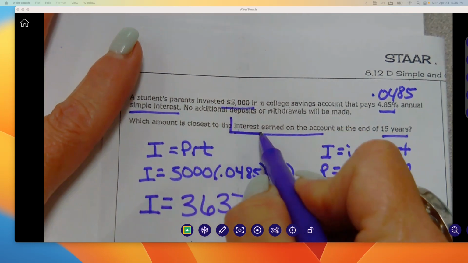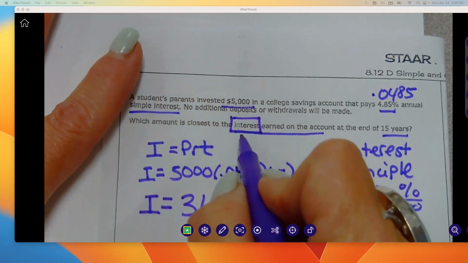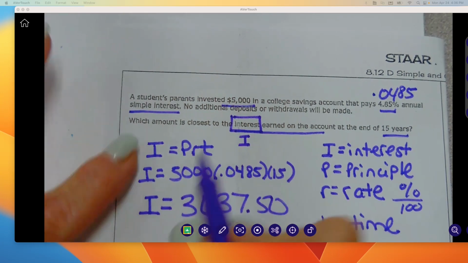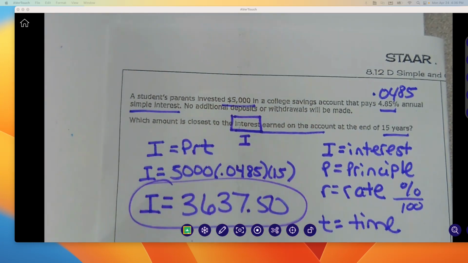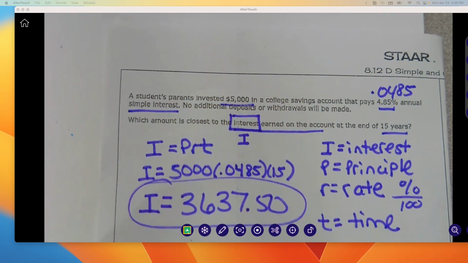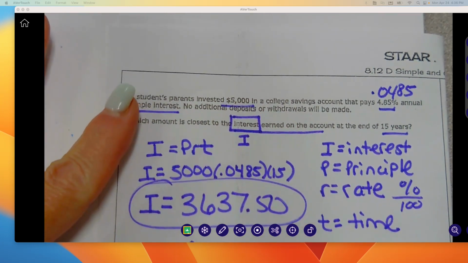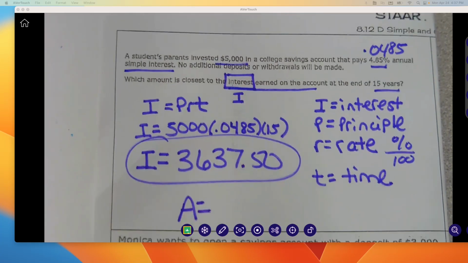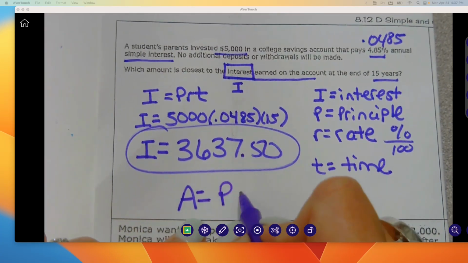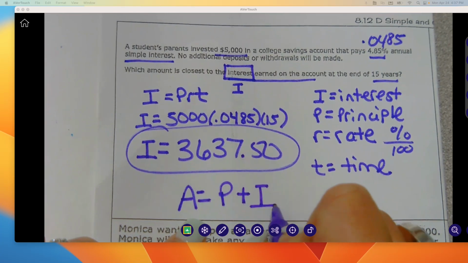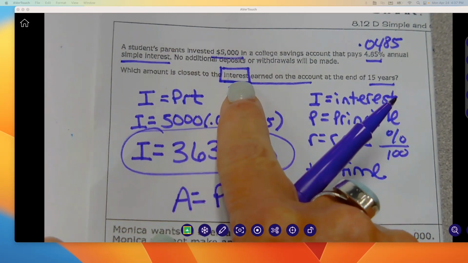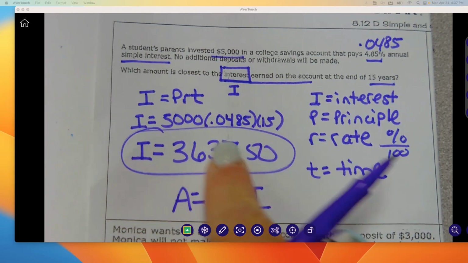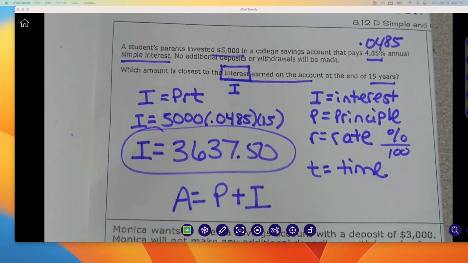It says, what is the interest earned? So that's the I, which is what we got here. So this is my interest. Now, if the problem asks for the total balance, remember to get the total, which is A, the account balance, you're going to take the principal plus the interest. That gives you the total. But because this is only asking for interest, we don't have to do anything. This is our final answer.